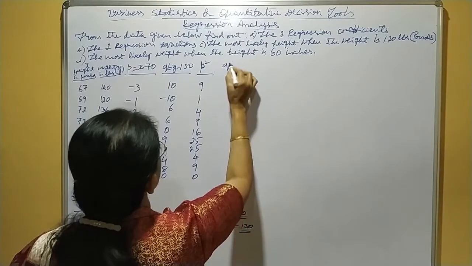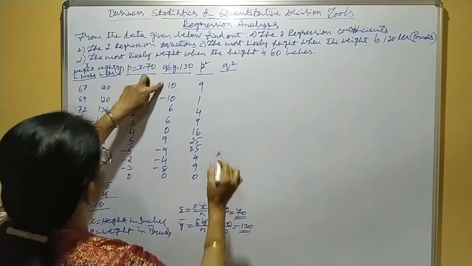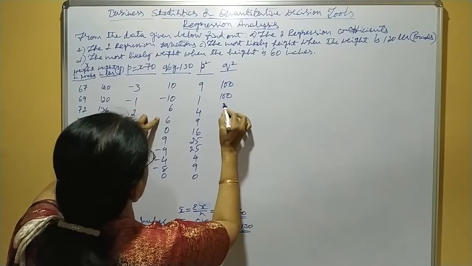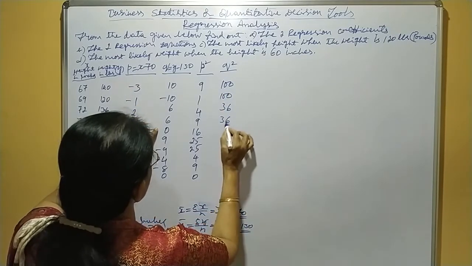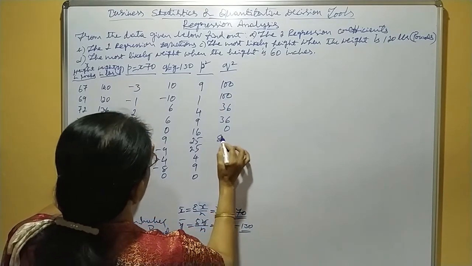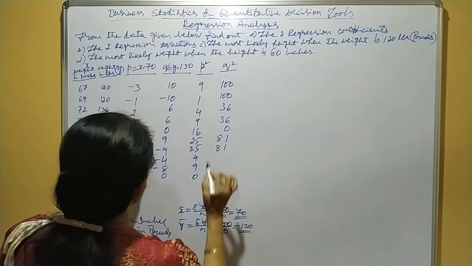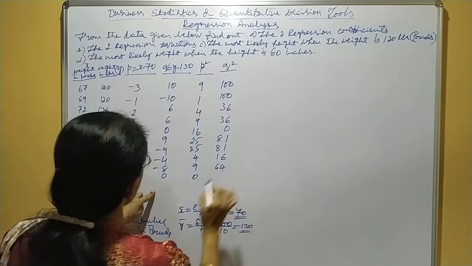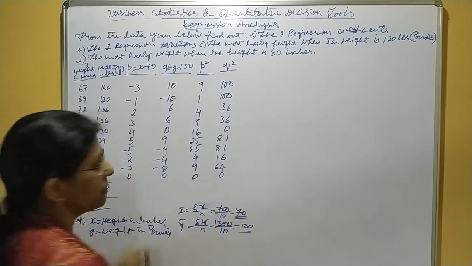Next take in the same manner Q square. Q into Q. 10 into 10, minus 10 into minus 10, 6 into 6, 6 into 6, 0 into 0, 9 into 9, minus 9 into minus 9, 4 into 4, minus 8 into minus 8, 0 into 0.